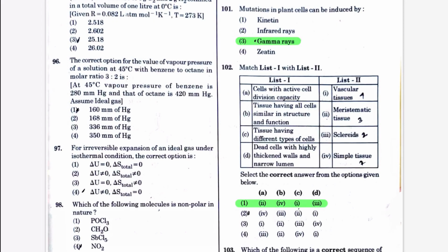Okay, and next question. You must match list 1 with list 2 and select the correct answer. The cells with the active division capacity would be meristematic cells, right? So for A it must be 2. We will see the other answers also. The tissue having all the cells similar in structure and function is simple tissue, and tissue which has different types of cells is vascular tissue. We know xylem and phloem have different types of cells. So C is 1, and for D, dead cells with highly thickened walls and narrow lumen is sclereids. So option 1 would be the answer.